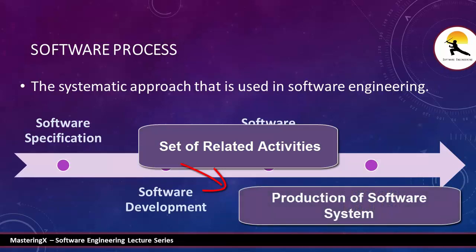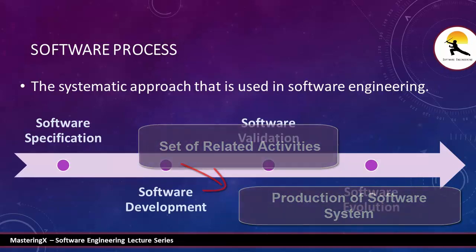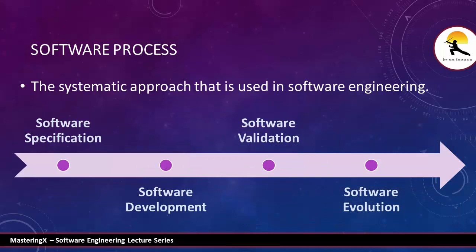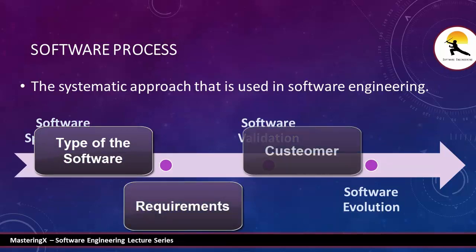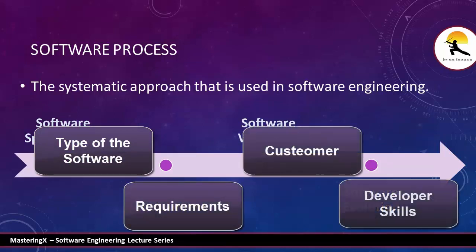As you know, there are many different types of software systems, but there is no universal software engineering method that is applicable to all of these systems. Consequently, there is no universally applicable software process. The process used in different companies depends on the type of software being developed, the requirements of the software, the customer, and the skills of the people writing the software.